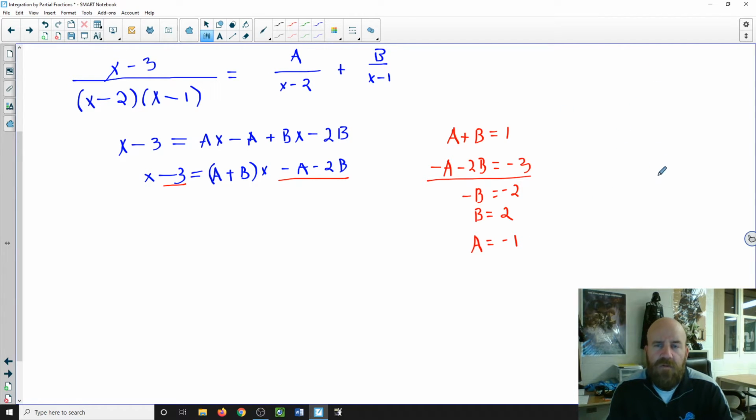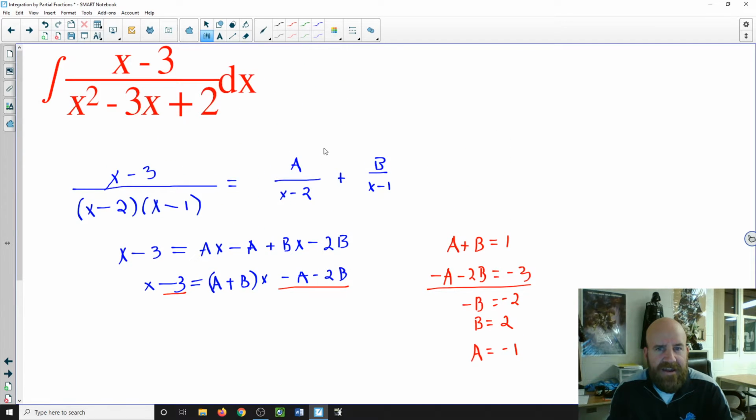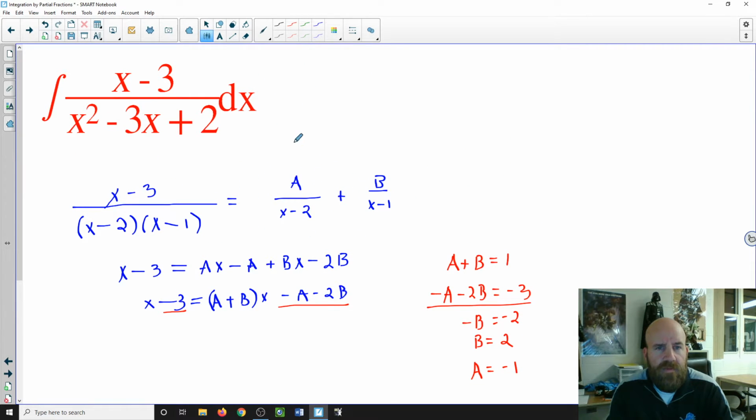Now you could set it up over here and solve it out, but you guys are all good enough at algebra to think about it. So we have a is negative 1, b is 2. So we're going to go ahead and plug it back into that, as an integral. So we have negative 1 over x minus 2 plus 2 over x minus 1.